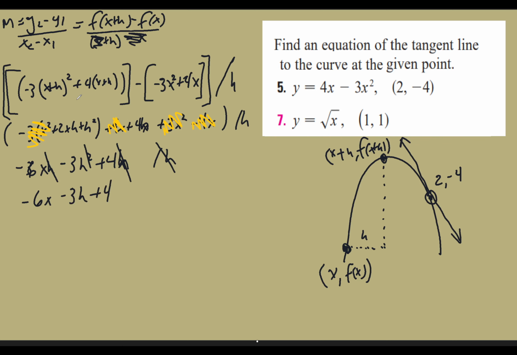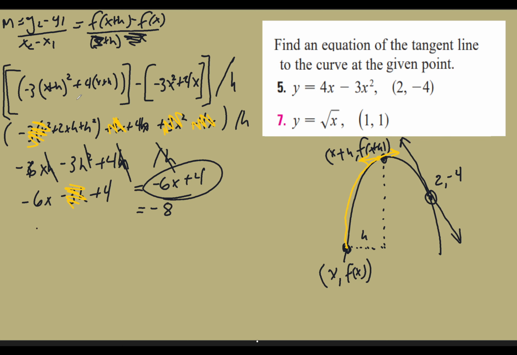And we do know that h becomes 0, right, because we're going to bring this point infinitely close to this point to measure the most accurate possible slope between them. And that means that our value for slope is -6x plus 4. So now that I know the formula to find the slope of this parabola, I can plug in our x value of 2 here. And that's going to give us -12 plus 4, which is -8.